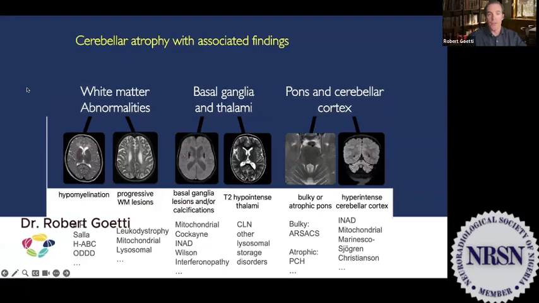Now, as radiologists, the best thing we can do is try and find associated findings. If we have cerebellar atrophy, we want to look for white matter abnormalities. We want to see if there is hypomyelination. For hypomyelination, there's a differential list. We want to look if there are progressive white matter lesions. In those cases, we'll be thinking about leukodystrophies, mitochondrial disorders, lysosomal storage disorders.